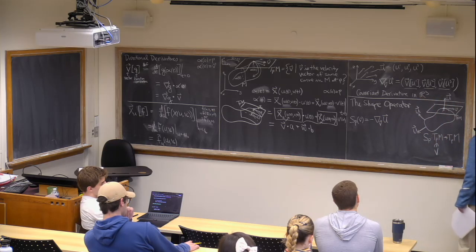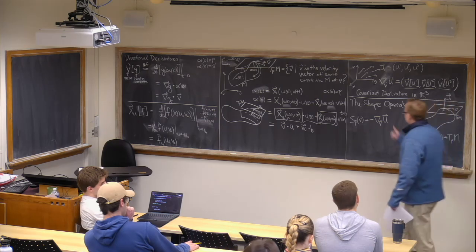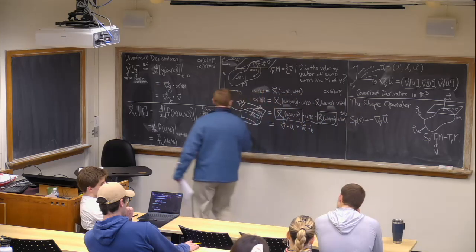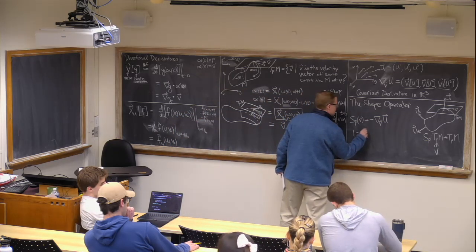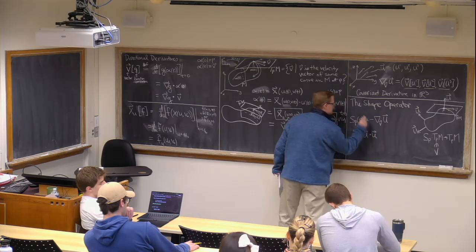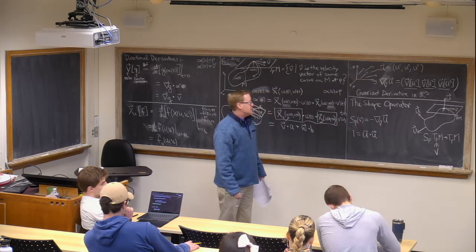But then there's this trick I told you guys about that we're going to use like 17 times in this class, probably more like 1,700. And that is that, remember, 1 is equal to u dot u? Because it's a unit vector. And now let's take the derivative in the v direction.